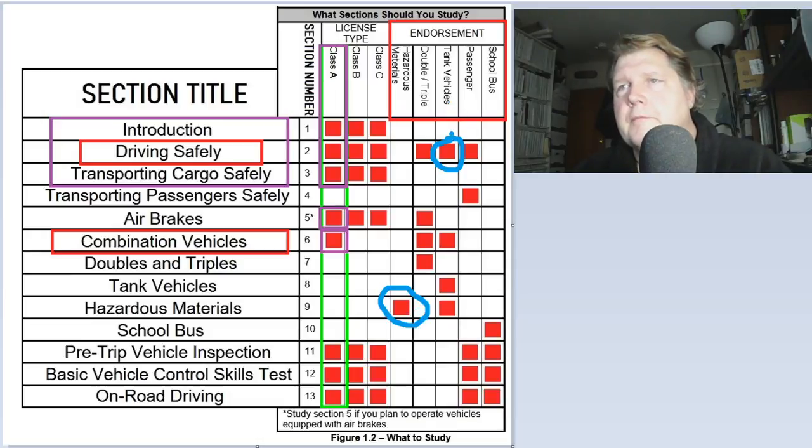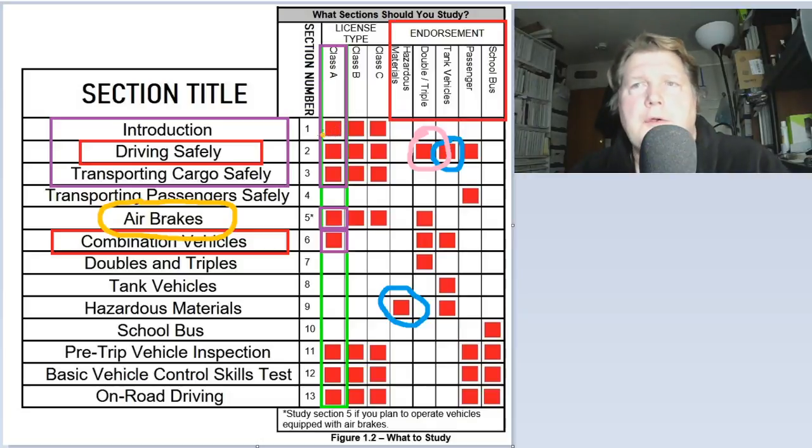Tank vehicles, if you're hauling gasoline or some flammable material. So you need hazardous materials and tank vehicles. And while you're at it, you might as well get your, I'll just do a different color, you might as well get your doubles and triples right there. And of course, you're going to need air brakes. If you're driving an 18-wheeler, most vehicles have air brakes, so that's section 5.